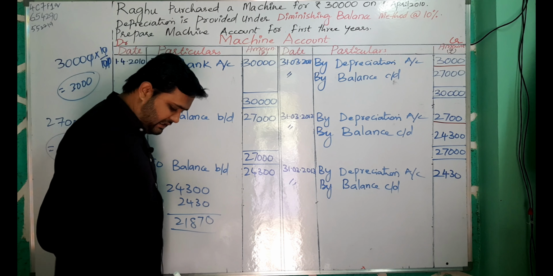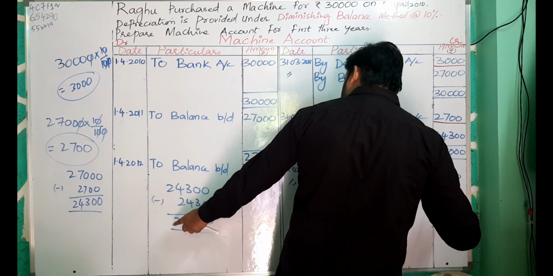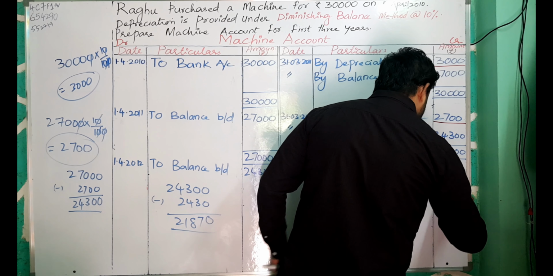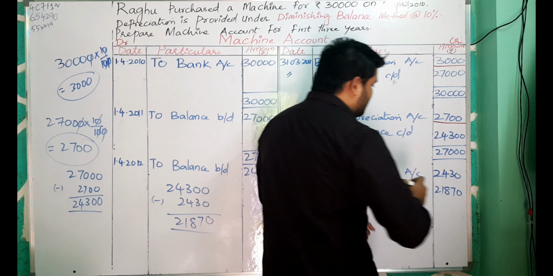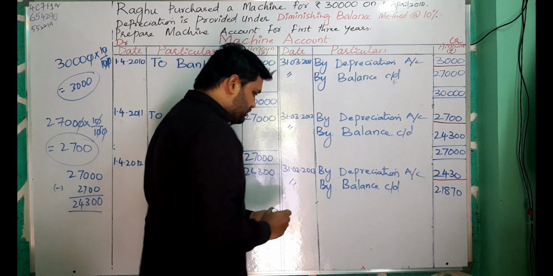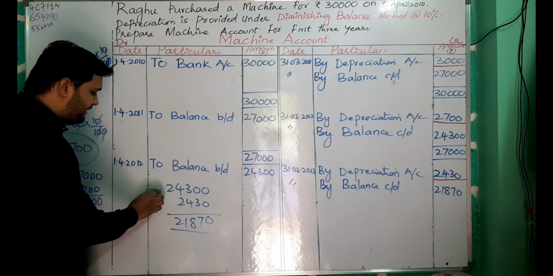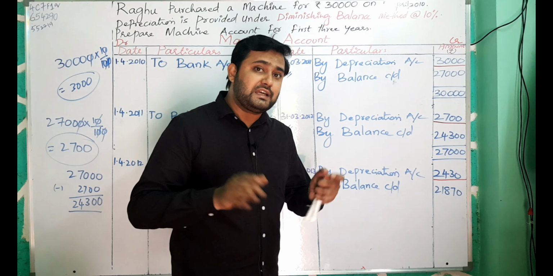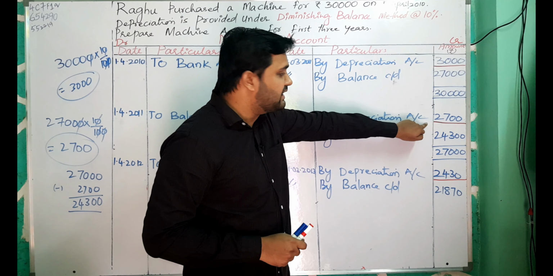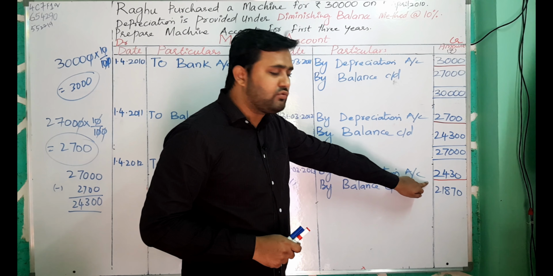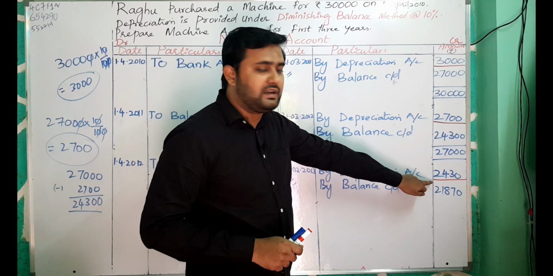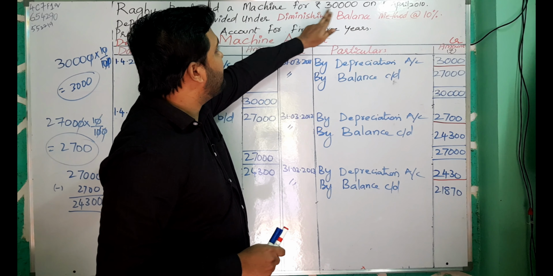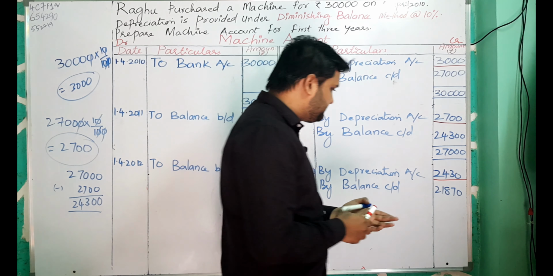So the answer is, after usage of 3 years of the machine purchased by Raghu, 21,870. Now look at the depreciation here. It is also different when compared to the first year and second year. So every year depreciation will change. In the first year 3,000, second year 2,700, third year 2,430. Every year depreciation changes. Why? Because we are doing it under the method called diminishing balance.